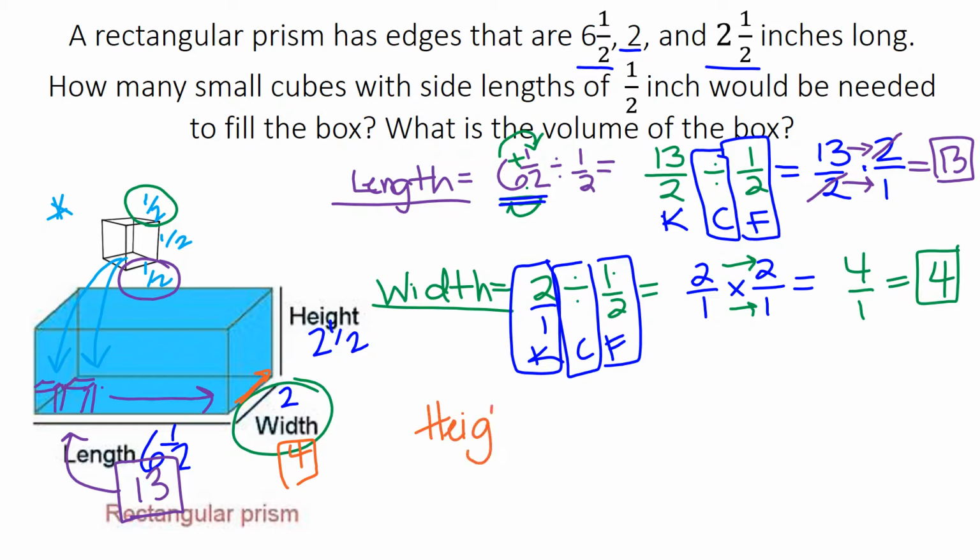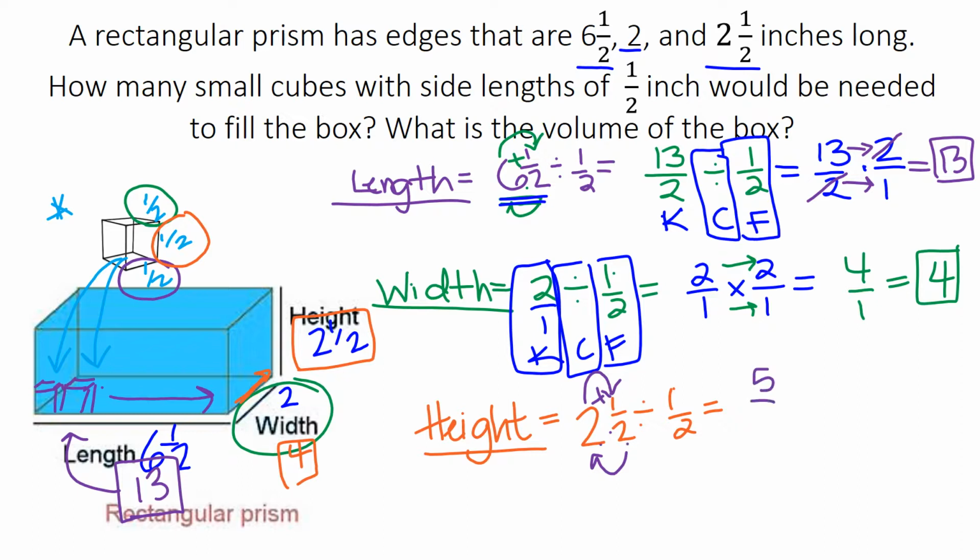All right, now let's find the height. How many can we stack high? To do that, we take our total height, which is 2.5, and divide that by the height of the cube, which in this case is 1/2. Before I divide, I need to make this improper. It's really saying 2 times 2 plus 1. 2 times 2 is 4, 4 plus 1 is 5, and it's over 2. The denominator will be the same.